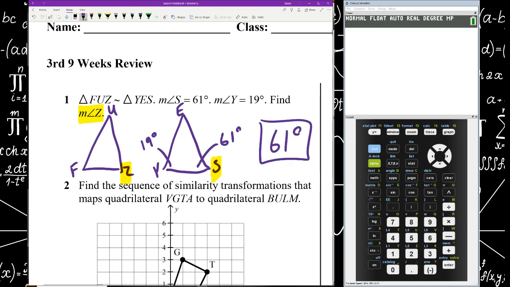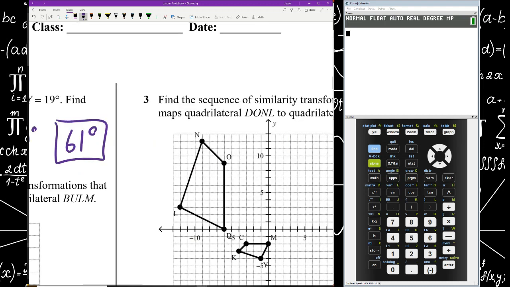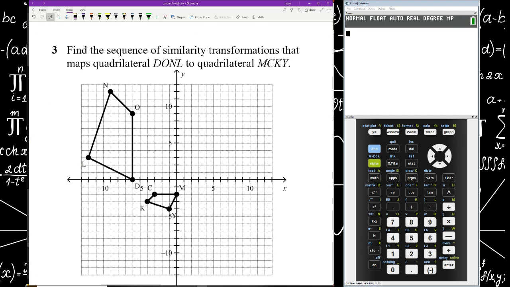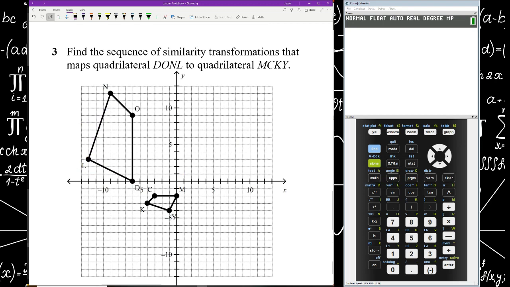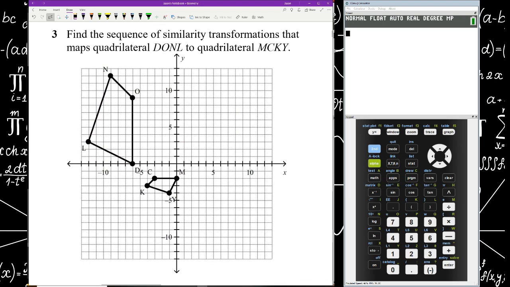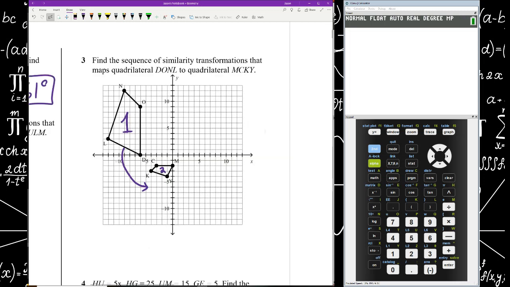Moving on to number 3, we're going to find the sequence of transformations that maps quadrilateral DONL to quadrilateral MCKY. So this is the first one. This is the second one. All right. First thing that I notice is it goes from quadrant 2 to quadrant 3. And it actually does a turn, but we don't call it turn anymore. We actually use big boy words. And this is a rotation.